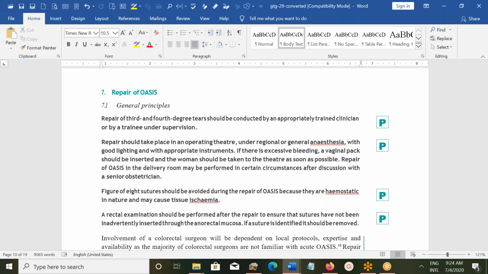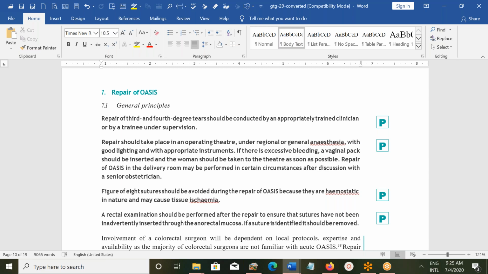If there is excessive bleeding, a vaginal pack should be inserted and the woman should be taken to the theater as soon as possible. Repair in the delivery room may be performed in certain circumstances after discussion with a senior obstetrician. So taking to the OR is not absolute, you can do it if you have good experience, the patient is cooperative and you are able to see the tear properly.